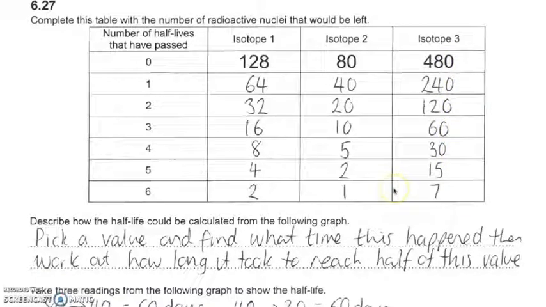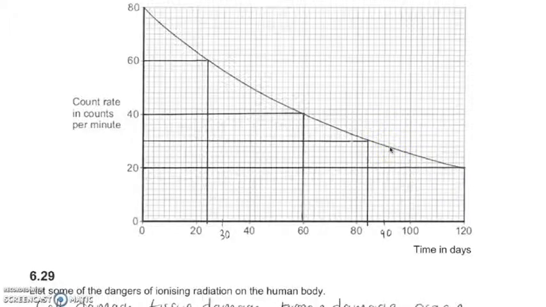Right, so the other thing you need to be able to do is to work out the half-life from a graph. Very common exam question. So if we look at the y-axis, this is the count rate in counts per minute. So if we start off with 80, half of 80 is going to be 40. So if we go down here, and with our ruler we go across, and then with our ruler again we go downwards, we've got 60, and this is 60 days. So the half-life is going to be 60 days.